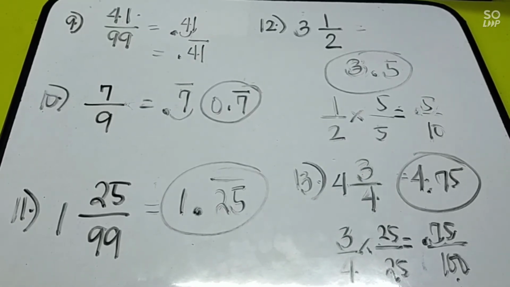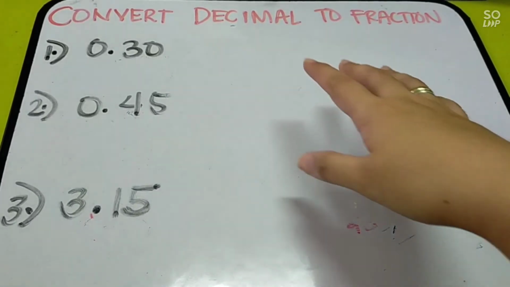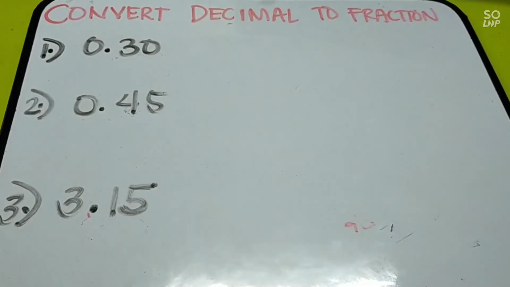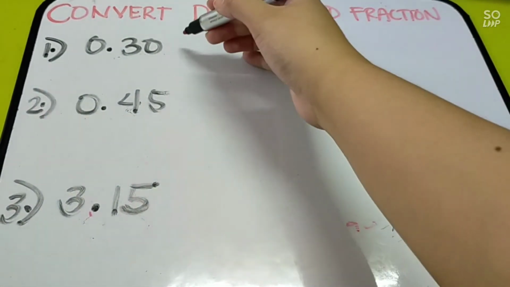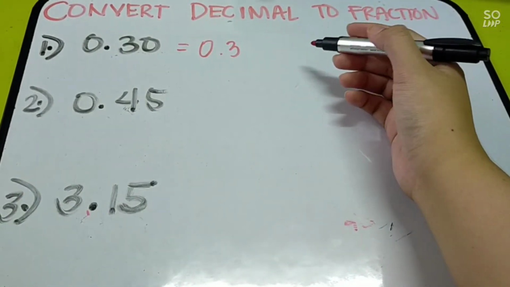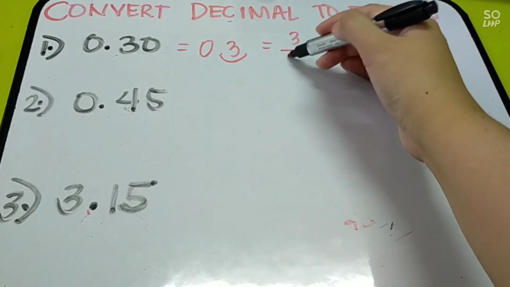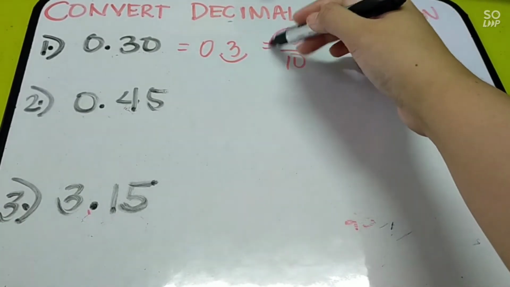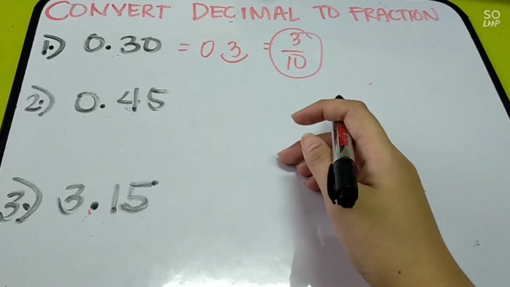Now, let us move with decimal to fractions naman. Convert decimal to fractions. So, let us have this one. Number 1, we have here 0.30. Or we can change it as 0.3 kahit wala na yung 0 sa dulo. So, since isang decimal places lang yan, so it becomes 3 over 10 lang. Yun lang. Ganun lang kasimple. That is already the answer. So, si 3 over 10, di mo na po pwede simplify yan.